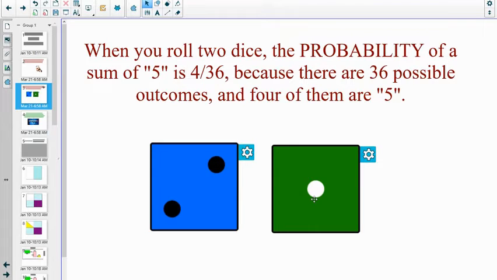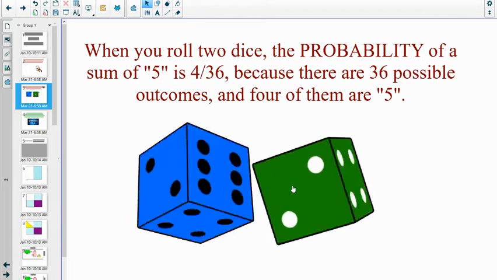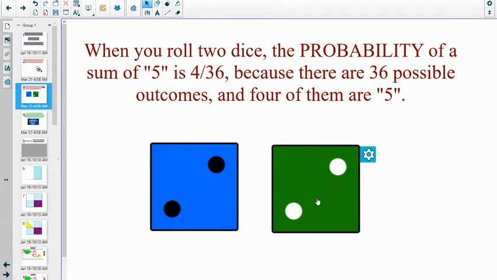Of those possibilities, if I want to know the probability of rolling a sum of 5, well, if I roll the dice, it didn't happen this time, but one way we could get 5 would be if I rolled a 2 and a 3. But that's not the only way. We could also have a 3 and a 2, a 1 and a 4, or a 4 and a 1. And because there are 4 different ways that we could roll a sum of 5, our probability is 4 out of the total of 36.